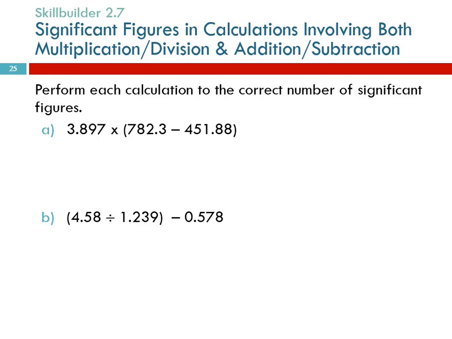782.3 minus 451.88. I'm going to write that value down, but I'm also going to leave it in my calculator. So that difference is 330.42.